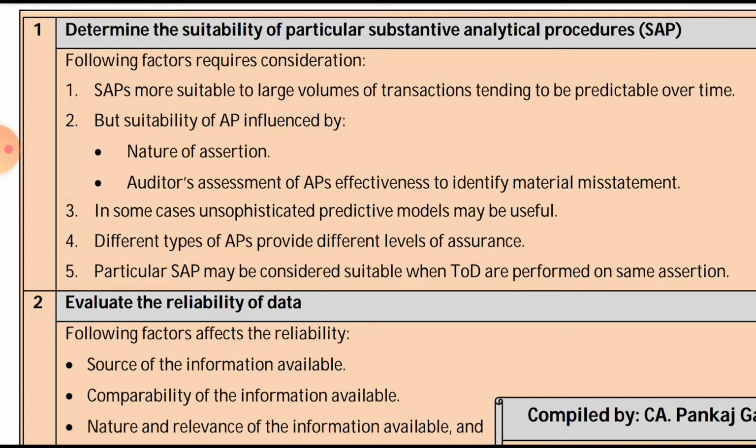First, substantive analytical procedures are more suitable to a large volume of transactions, which tend to be more predictable over time. Second, the suitability of the analytical procedure is influenced by the nature of the assertion and the auditor's assessment of the analytical procedure's effectiveness to identify material misstatements. Third, in some cases an unsophisticated predictive model may be useful. Fourth, different types of analytical procedure provide different levels of assurance. And the fifth is, a particular SAP may be considered as suitable only when the tests of details are performed on the same assertions.